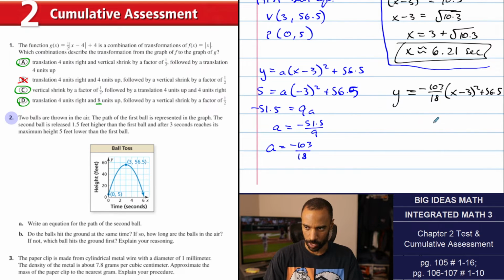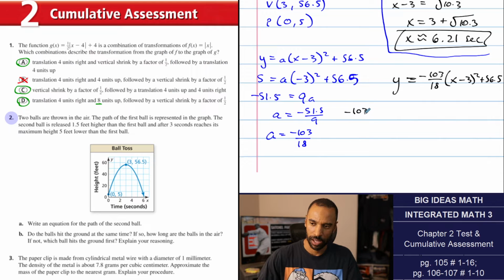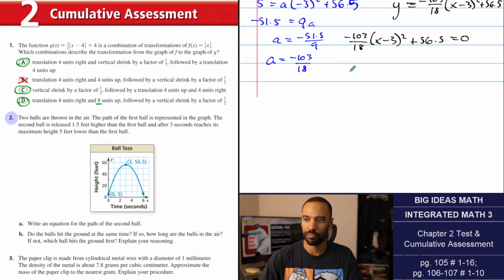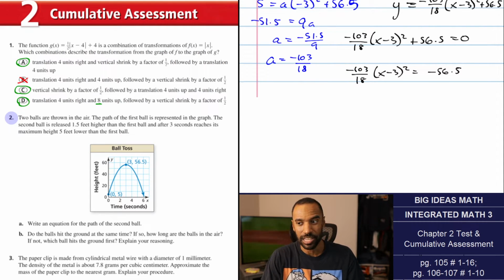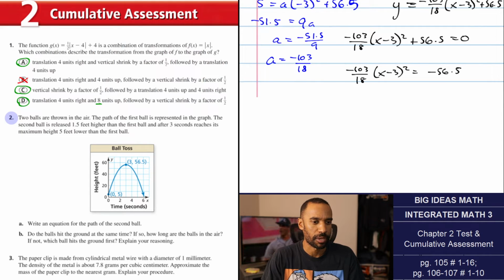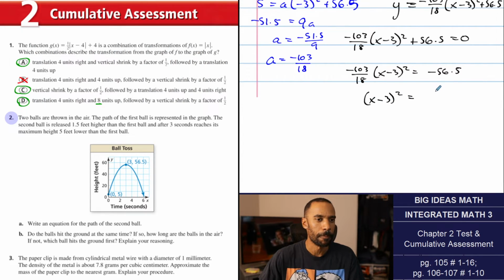Okay, now we got to set this one equal to 0 as well. I doubt these are going to land at the same time, but they'll be pretty close. We're going to subtract 56.5 over. I'm going to divide both sides by negative 103 over 18, which is multiplying both sides by 18 over negative 103. So hopefully I haven't messed up any numbers here. 56.5 times 18 divided by 103 is not a perfect number, so I'm going to leave it as this fraction. X minus 3 quantity squared equals, this is 1017 over 103.